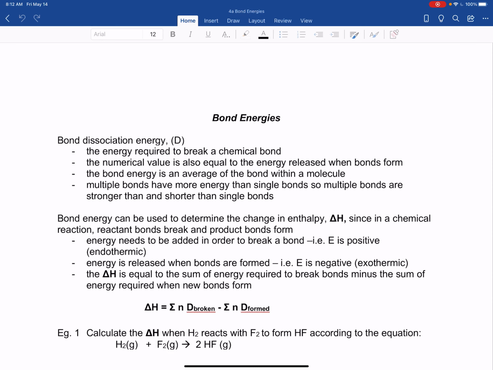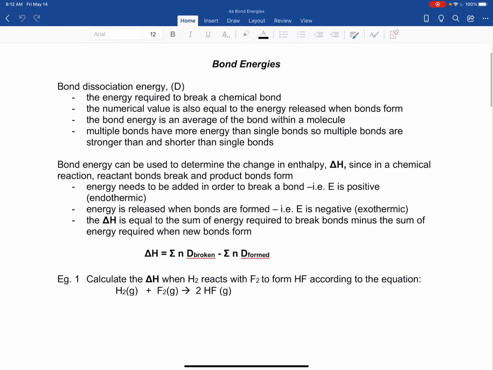Hi everybody. This will be a quick little video tutorial on bond energies. Now, I'm going to get right into it. The purpose of bond energies is to help us predict whether a reaction is going to be exo or endothermic.